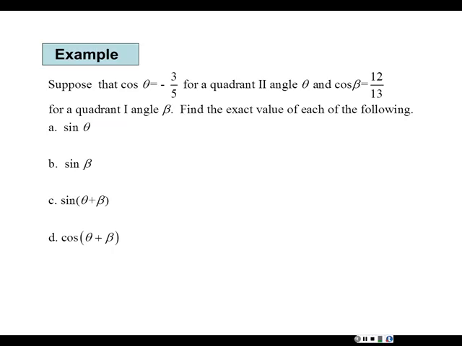That might be an interesting question: can we find the exact value of sine theta from the information we are given? Can we find the exact value of sine beta from this information? And can we find some other values here as well? But now from here, let's see whether we can find sine theta first. How do you know the sine theta given the cos theta? Think about the identities you had in the previous section.